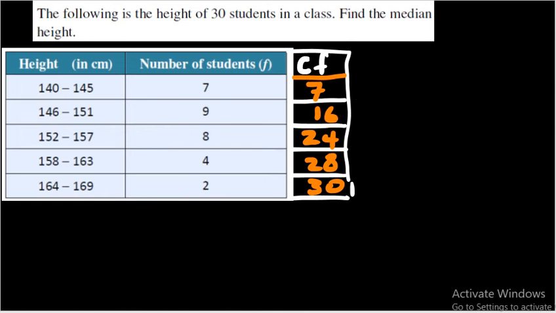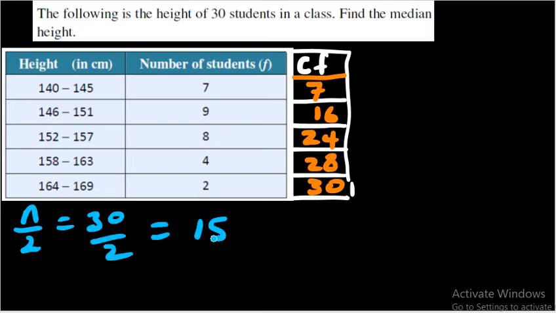Therefore, now let us find in which class the median is found. The total frequency, we know, is 30. So n/2 means 30 divided by 2, which is going to be the 15th term. The 15th term is going to be the median. Where is the 15th term found? Actually, it's grouped data, so we cannot immediately identify it like that of ungrouped data.